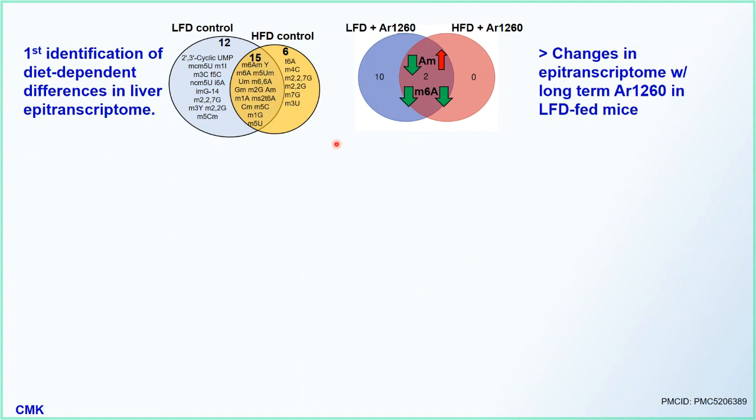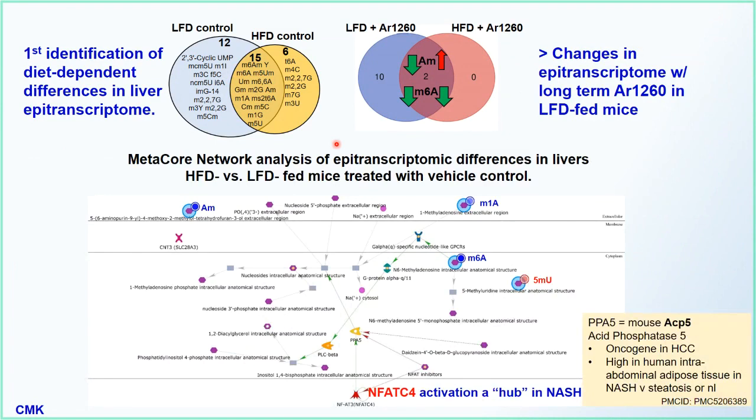Now, we see a lot of differences here. So this is the first demonstration of diet-dependent differences in the liver epitranscriptome, certainly of mice and let alone of humans. And one of the caveats here is the time, right? So it was only a 12-week diet exposure to high fat, and we've gone 36 weeks to the low fat. So the mice are at a little bit of a different age. They're like 24 days different, but they're not that different. It's not like a 2-year-old mouse versus a 6-month-old. But it could also be age dependent.